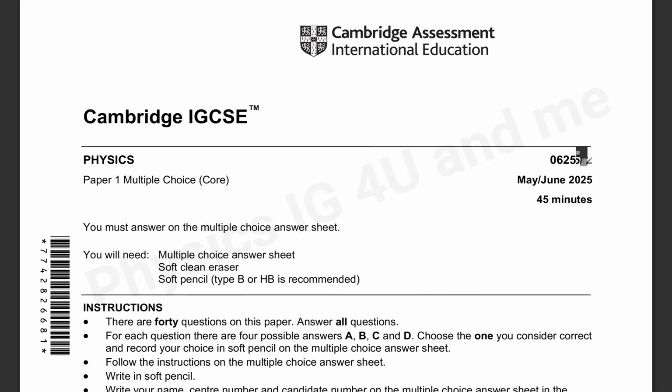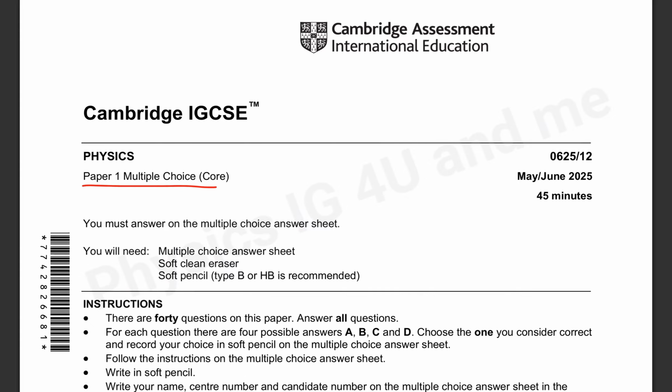Today we are starting paper 1 multiple choice, May-June 2025, physics variant 12.